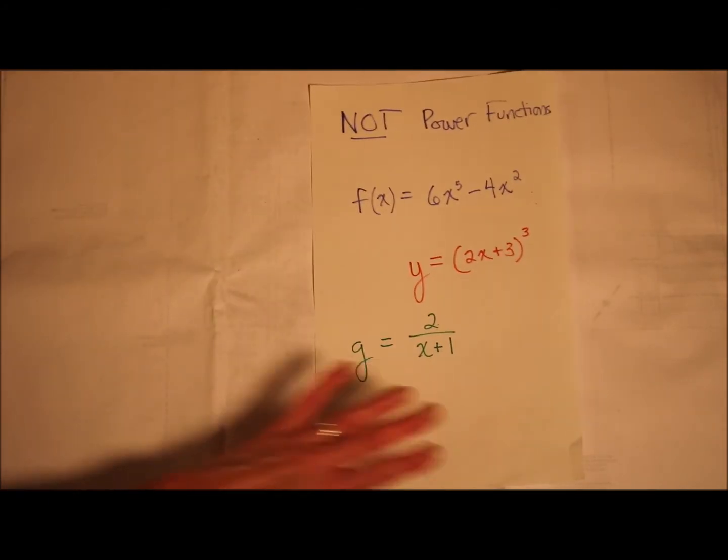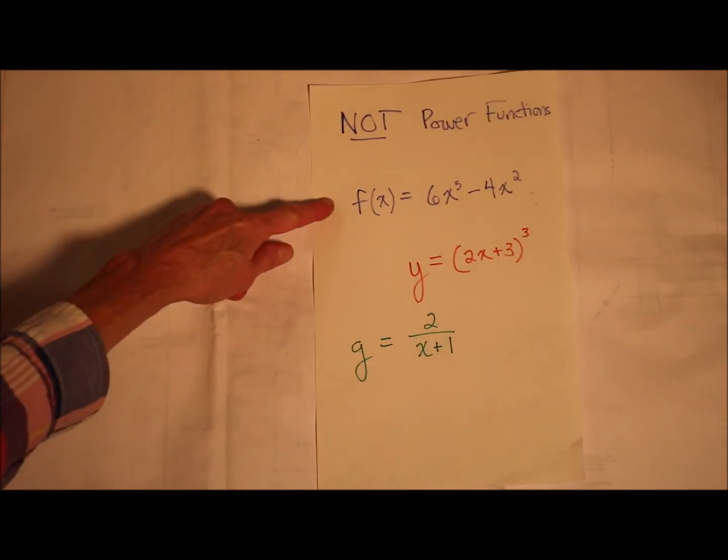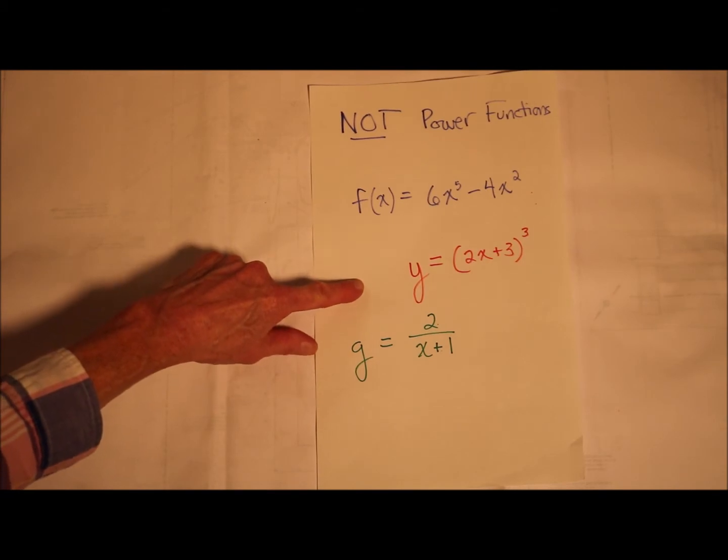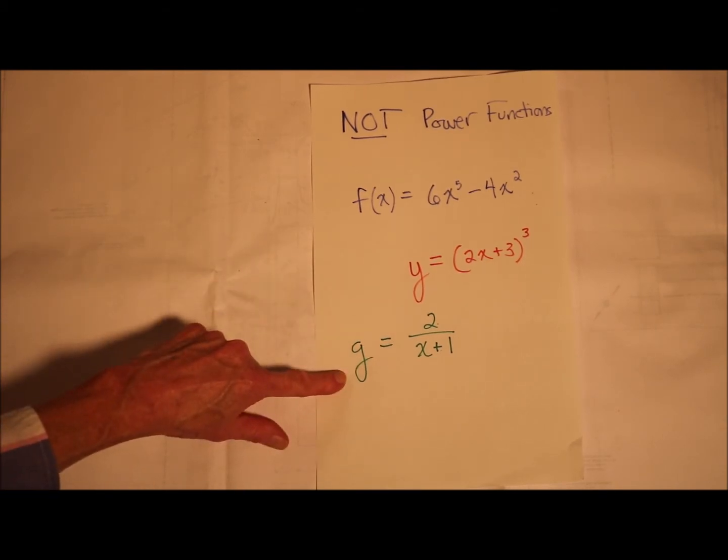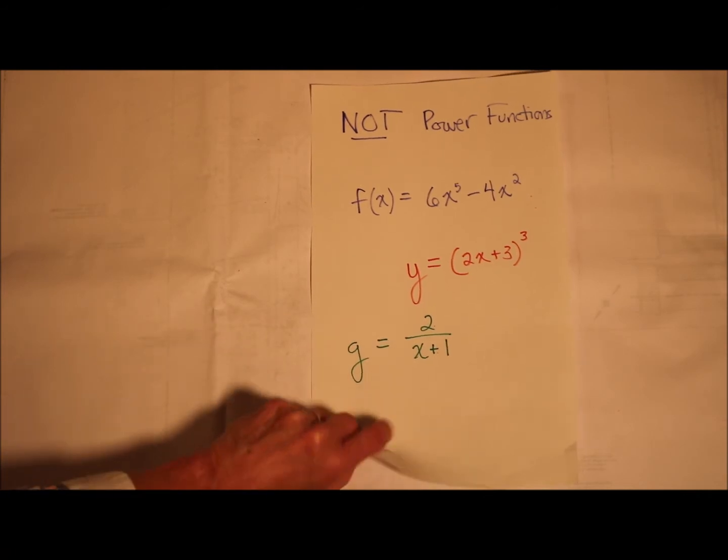Here are some examples of things that are not power functions. That has two terms. That has one term, but not in the form a times x to the b. Same thing with that.